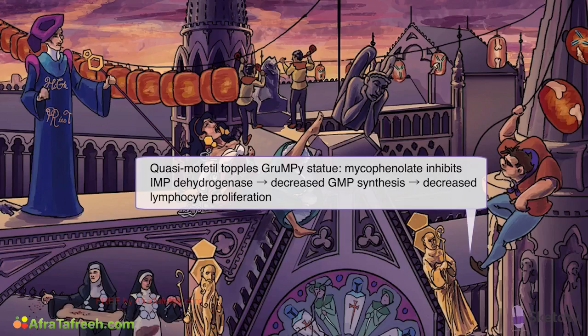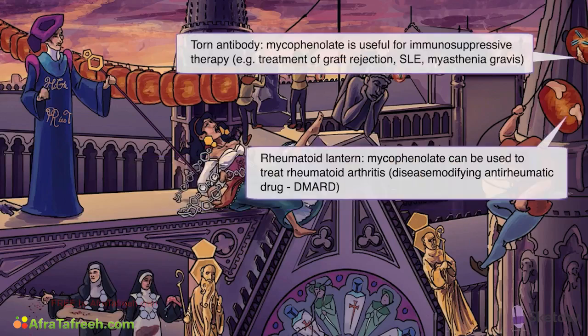This is why Quasimodo is seen kicking over that GMP grump. Activated lymphocytes are dependent upon the de novo synthesis of purine nucleotides. Decreased GMP means decreased B and T cell proliferation and reduced antibody production. Mycophenolate, it turns out, is a powerful inhibitor of lymphocyte proliferation. Thus, it can be used to treat a wide array of rheumatic and autoimmune conditions, as highlighted by those recurring rheumatic and immune-themed lanterns attached to the rope that he swings in on.